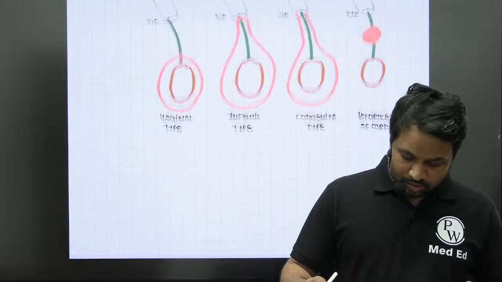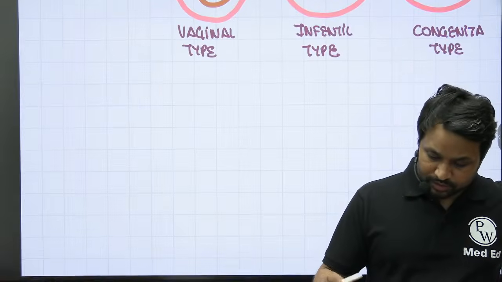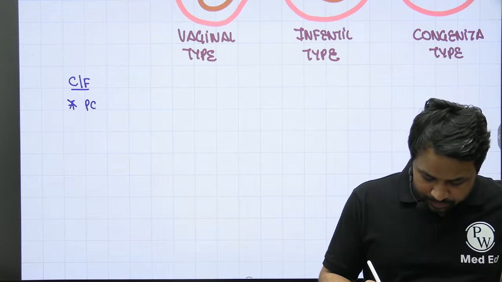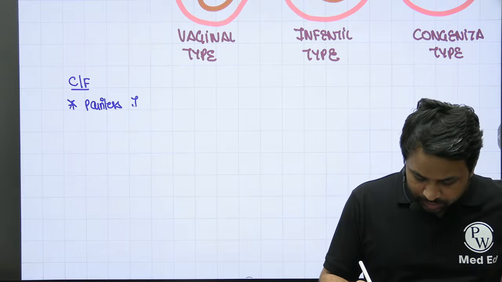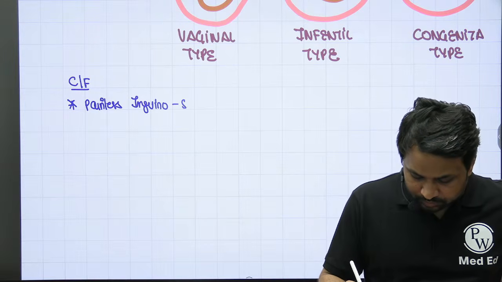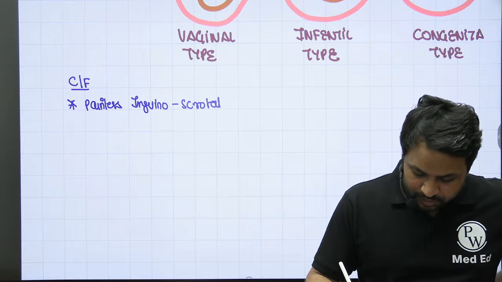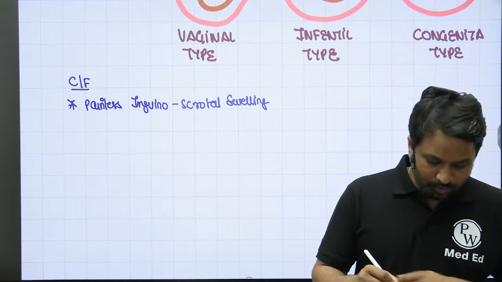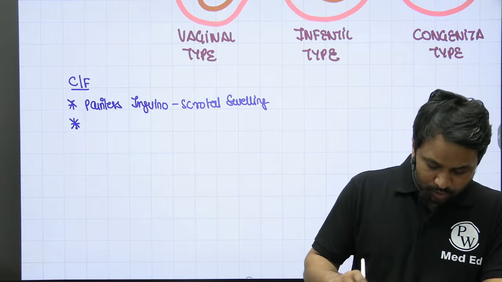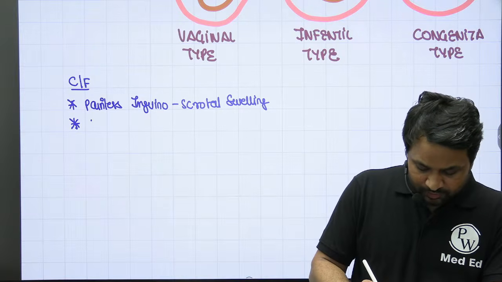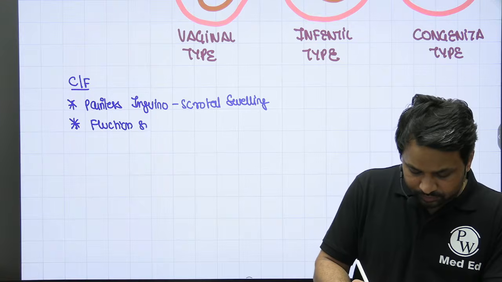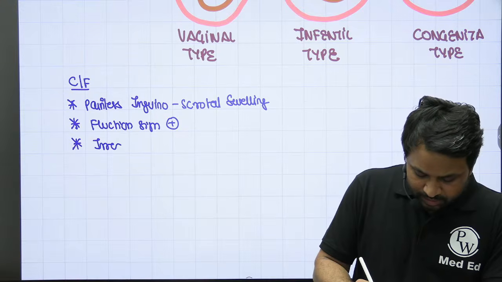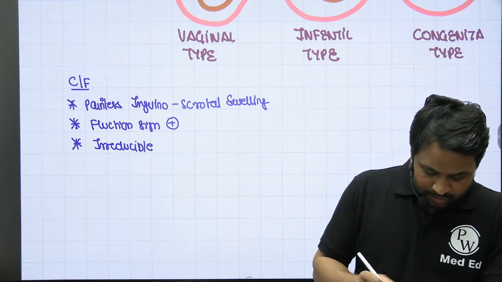Now, how does a patient of hydrocele present to us? Clinical presentation. When you look at the clinical features, they'll present as a painless inguino-scrotal swelling. Now this painless inguino-scrotal swelling will have, number one, fluctuation sign positive. It is irreducible.